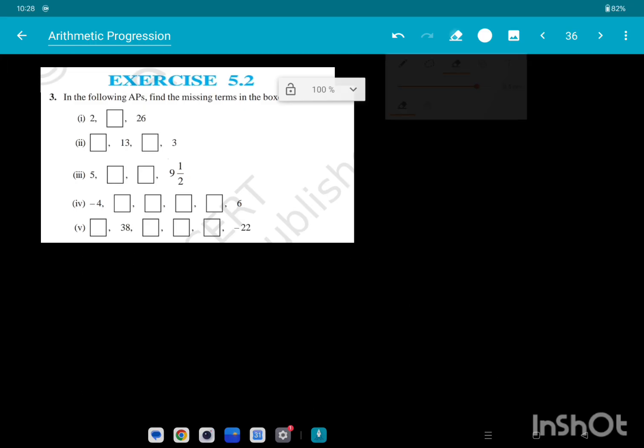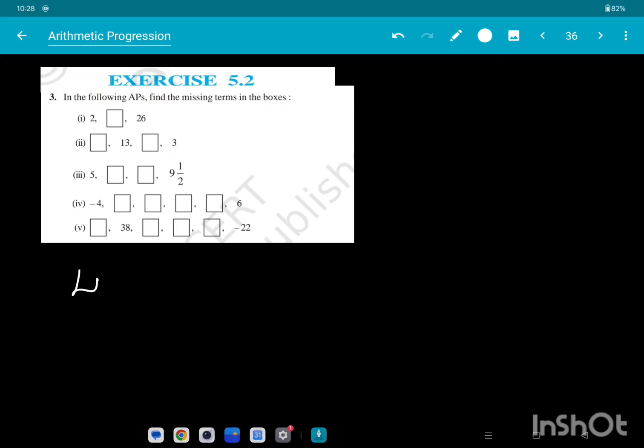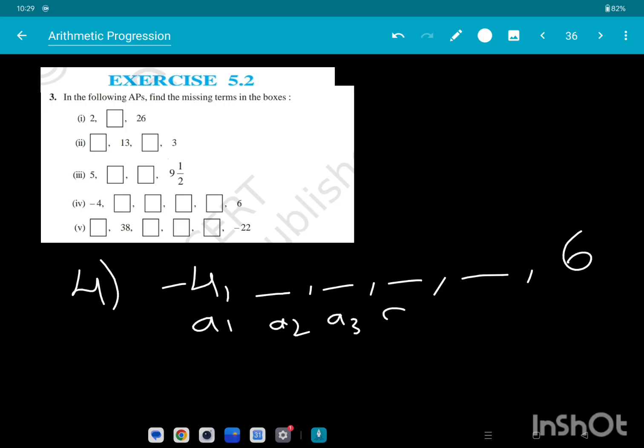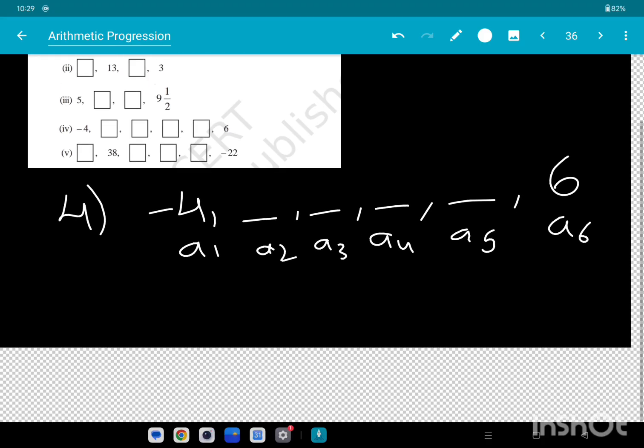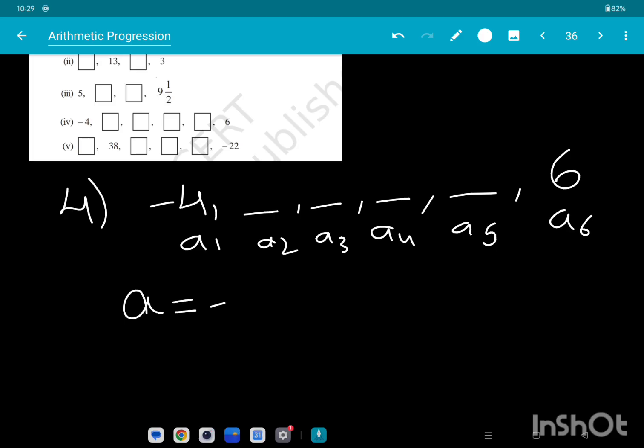Now we will see the fourth problem. What is the fourth problem here? Minus 4 comma, 3 4. So we need to find the 4 terms here. And the last term, this is A1, A2, A3, A4, A5, and this is A6. So the A1 value and also the A6 value were given. Now we need to find all the terms. How can we find out? So here the A value is minus 4.